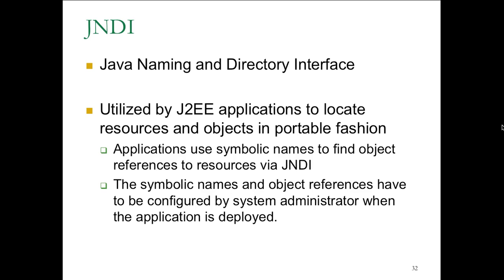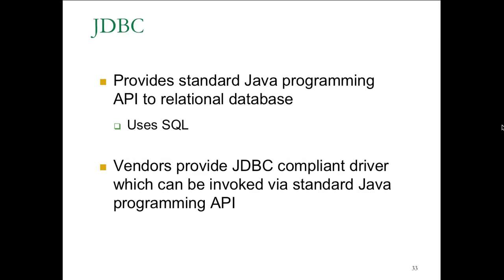Well, as long as it's up and running. So if the server goes down, unless you have a backup, you can't make it accessible. But in terms of name resolution, finding things, symbolic links. So symbolic names and object references, configured by the system administrator when the application is deployed, creates that environment for you. There's the JDBC I keep talking about.